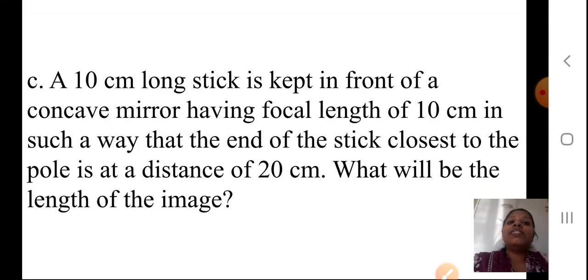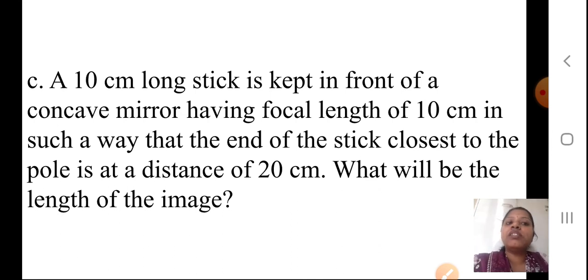Now, a 10 centimeter long stick is kept in front of a concave mirror having focal length of 10 centimeter. Again, now we have got a concave mirror students. Its focal length is given 10 centimeter, in such a way that the end of the stick closest to the pole is at a distance of 20 centimeter. What will be the length of the image?